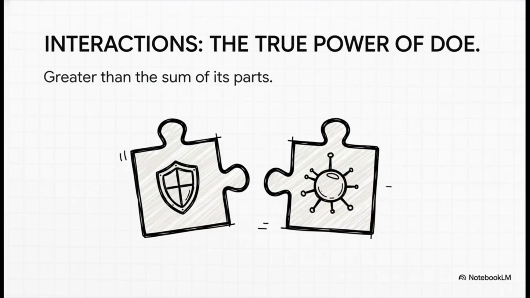And this is the real power of DOE, the secret sauce: understanding interactions. You might find that a certain blocker protein only works well when you pair it with a specific detergent. Changing one factor at a time would never let you see that relationship. It's these interactions that lead to the big breakthroughs in optimizing your assay.